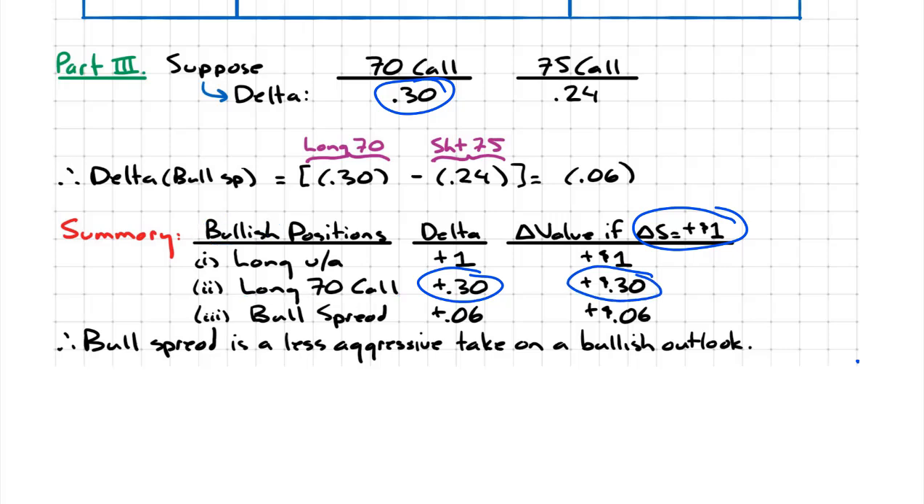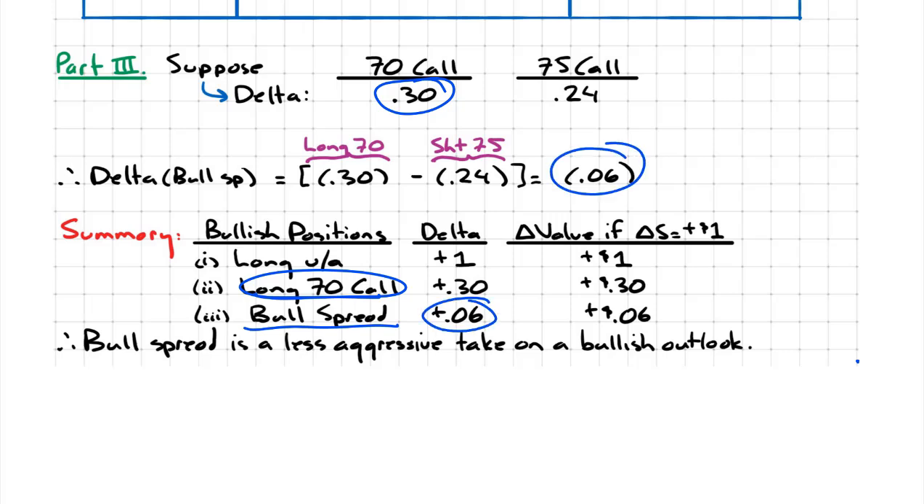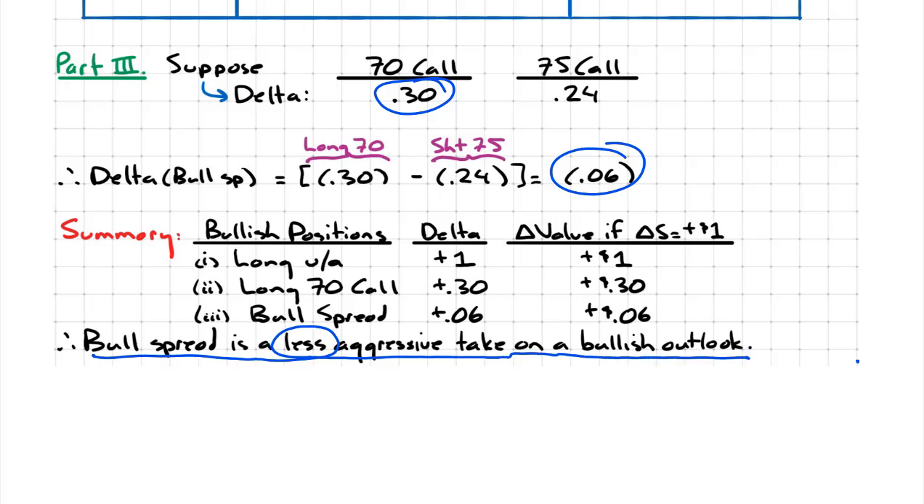And then finally, the bull spread. We determined, so now you're offsetting the long 70 call with a short 75 call. So therefore, the resulting delta is only 0.06, which means now if the spot price appreciates by $1, the value of your bull spread will only appreciate by 6 cents. So therefore, clearly, a bull spread is a less aggressive take on a bullish outlook.